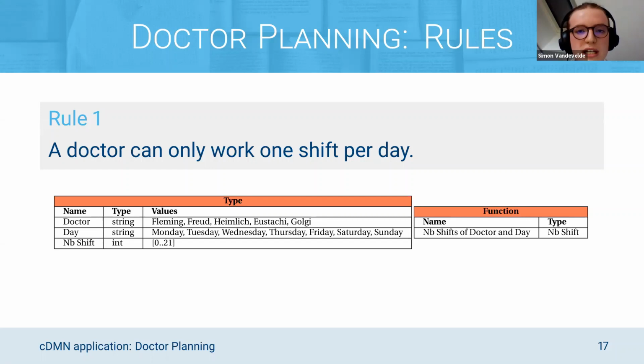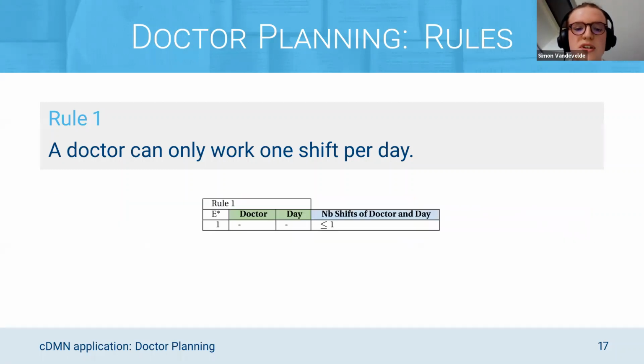So for instance, it could be number shifts of Golgi and Monday, and then it would return, so to speak, the value, the amount of shifts that he works on that day. If we want to implement this using a constraint table, we would simply do as follows. We state that for every doctor and every day, the number of shifts of doctor and day needs to be less or equal to 1. And this way we can make sure that no doctor works more than 1 shift.